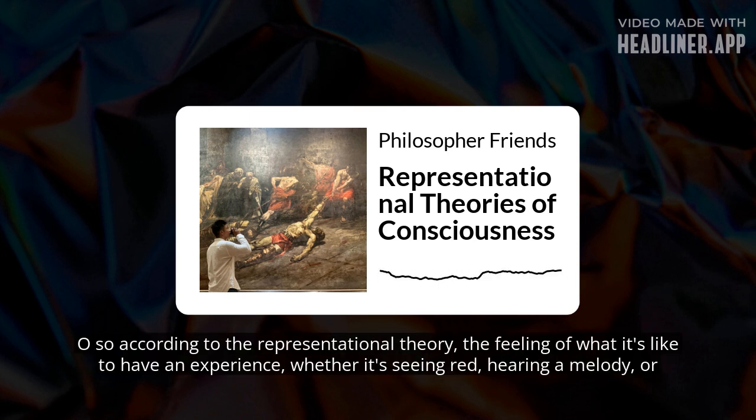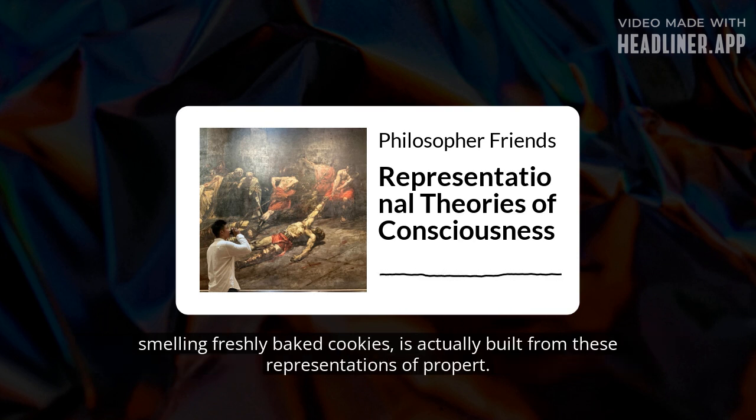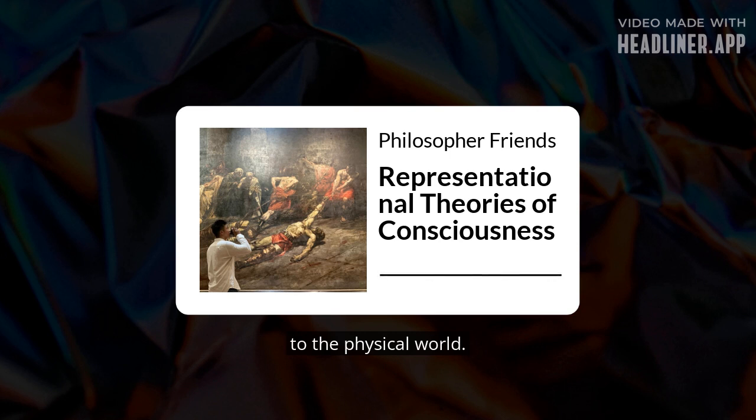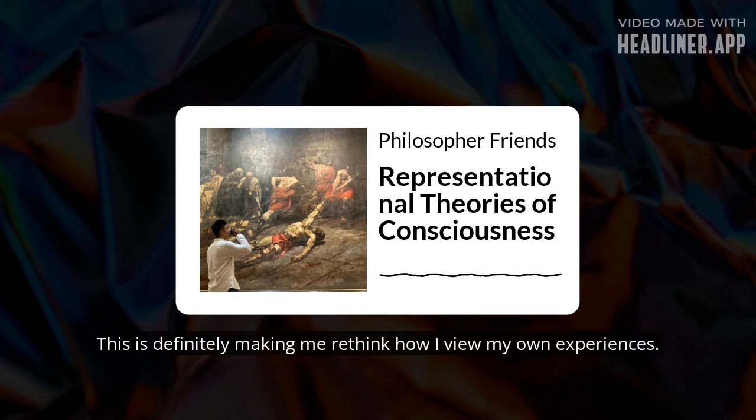So according to the representational theory, the feeling of what it's like to have an experience, whether it's seeing red, hearing a melody, or smelling freshly baked cookies, is actually built from these representations of properties. You're on the right track. It's a pretty radical idea, but it offers a potential solution to some long-standing philosophical puzzles about consciousness and its relationship to the physical world. This is definitely making me rethink how I view my own experiences.